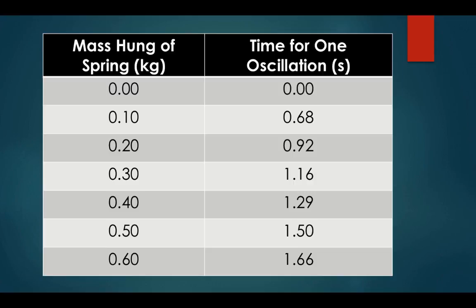Looking at the data, it seems to me that time depends on the mass hung onto the spring. The independent variable x is the mass, while the dependent variable y is the time. Time depends on the mass. As you can see from the table, it is obvious that the heavier the mass, the longer one cycle takes. If you would like to practice your graphing technique, pause the video now.